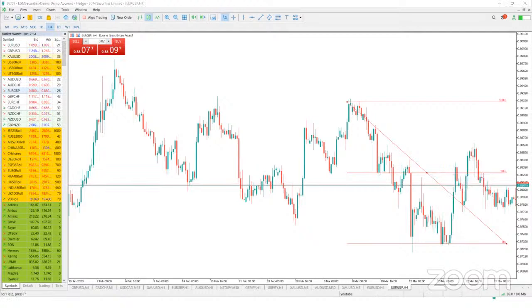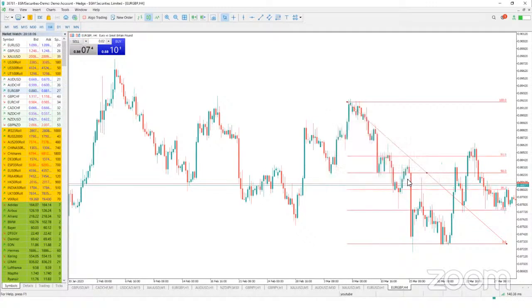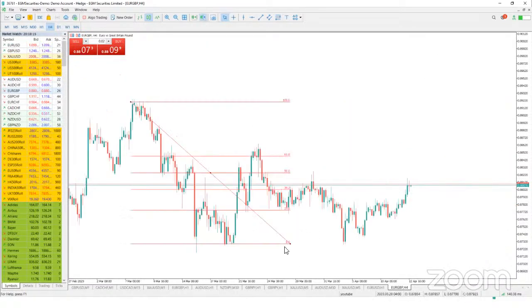So I'm going to reset these levels. I set it to default, and let me put red color. I want to see yellow. So you have all these levels, right? We have 23.6%. So this one means is the price going to pull back all the way to the 23.6 level? Let me position the chart in the middle so we can see this 23.6% level, right? Let me highlight for the ones who maybe are not able to see.